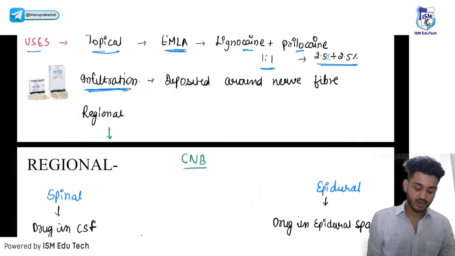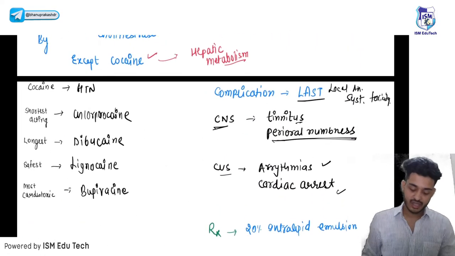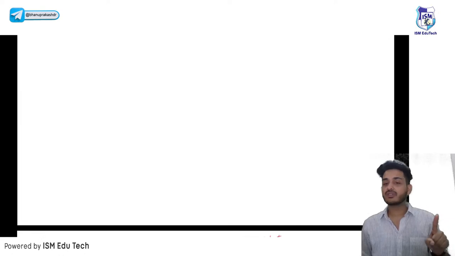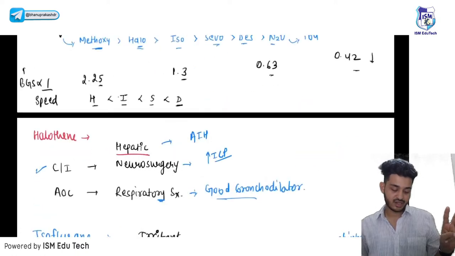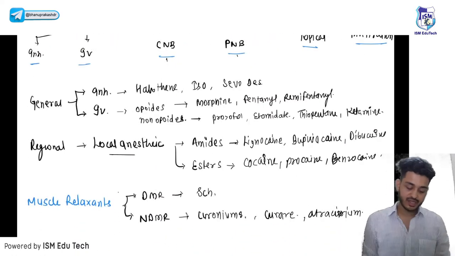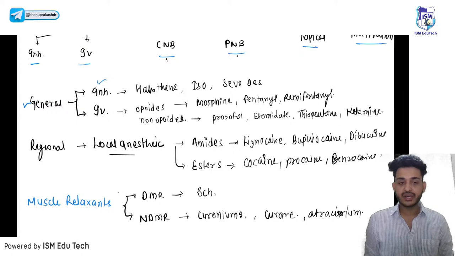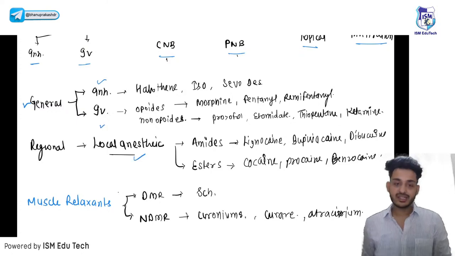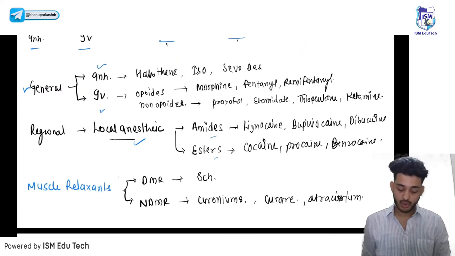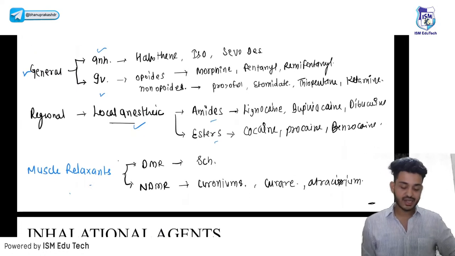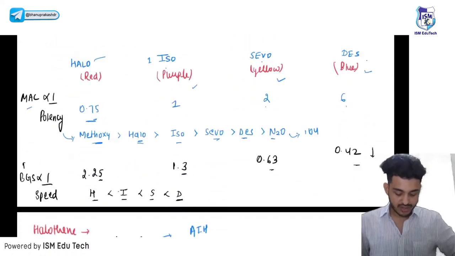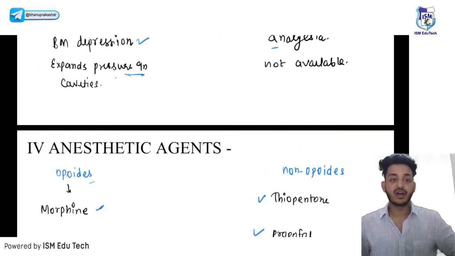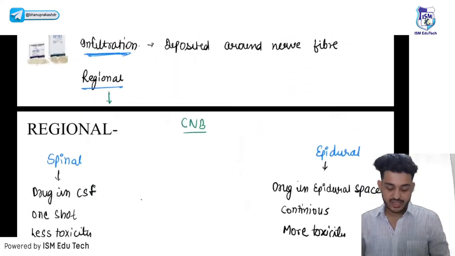Next thing we need to study is about the patient. We are done with the local anesthetic drugs. What we are studying: we are done with the inhalational drugs, we are done with the IV drugs, we are done with the local anesthetics, amides, esters, you know. Now the last one is the muscle relaxant. Before that, we will be studying general anesthesia. You guys, if you have any doubts, you can ask me. Just need to revise it.